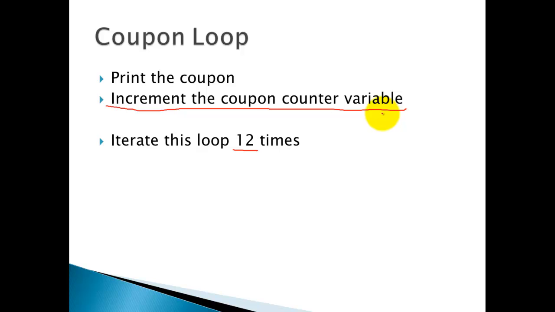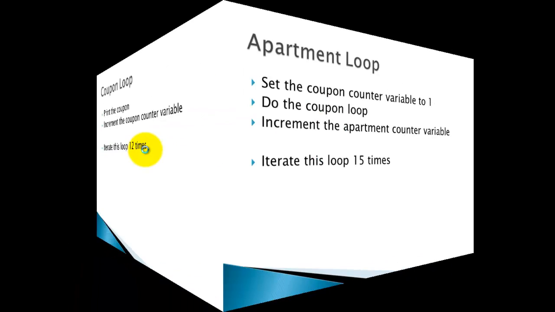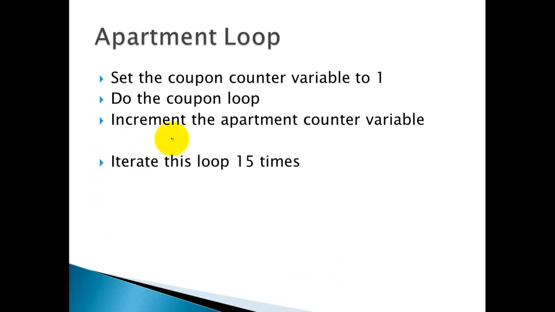Remember that with all loops, you've got to increment that sentinel value inside the body of the loop. The sentinel value is set before you get to the loop, and then it's incremented inside the loop, otherwise you have an infinite loop. Now to the apartment loop. And remember, that is actually the middle loop, or the second loop.